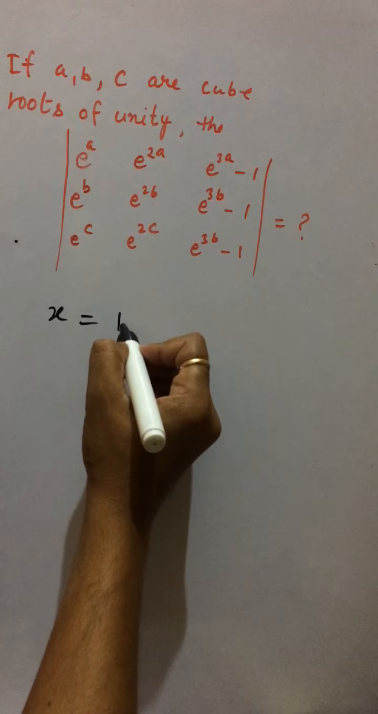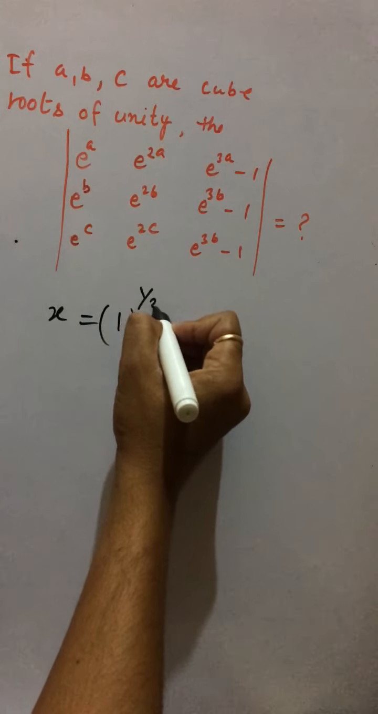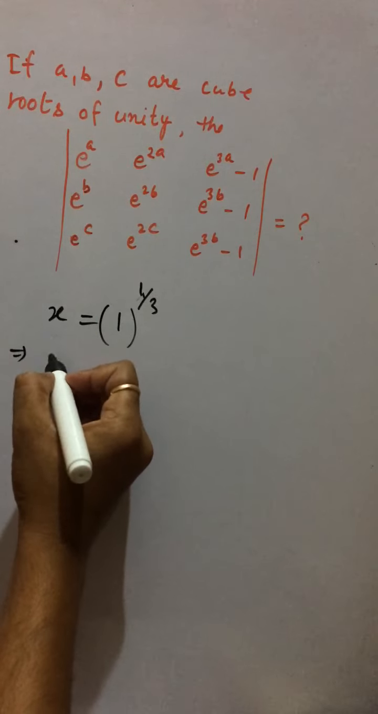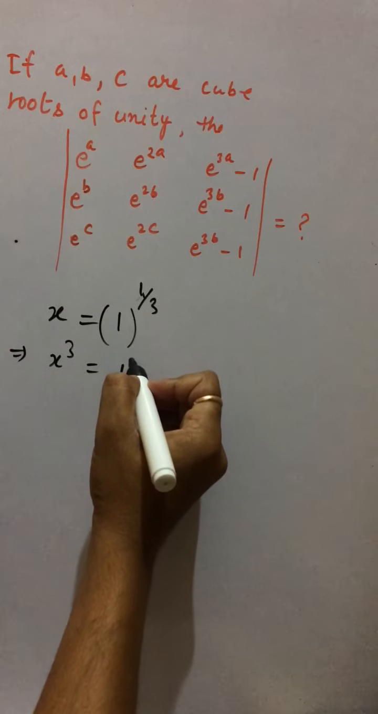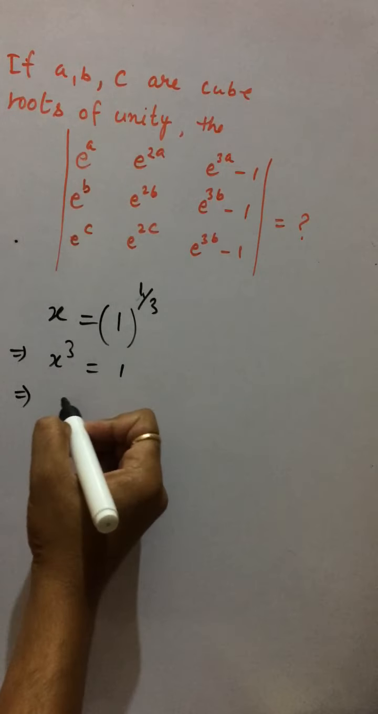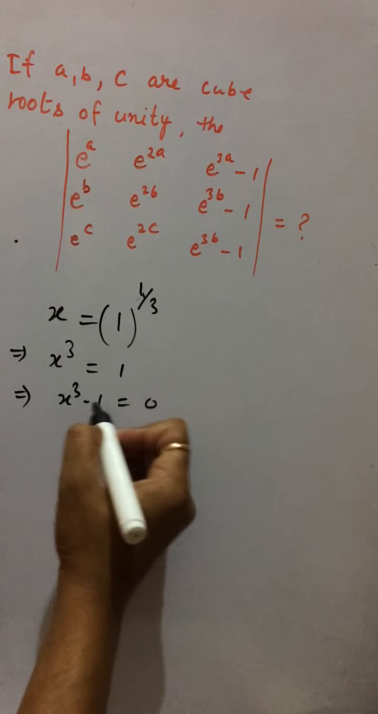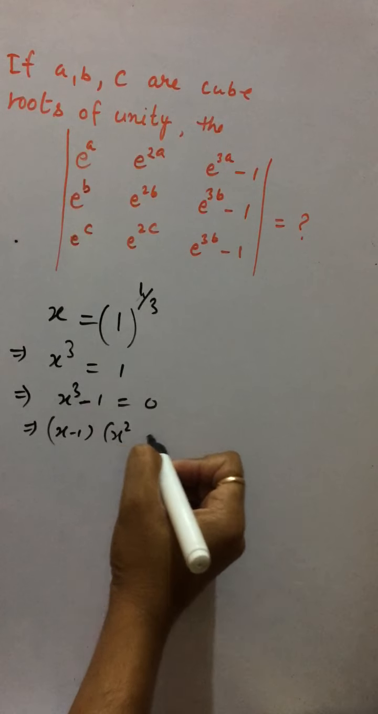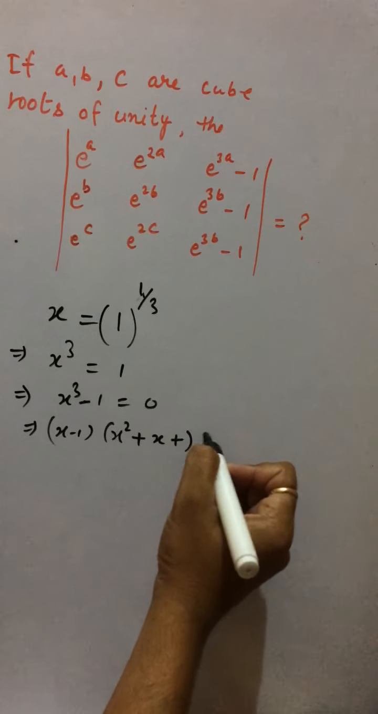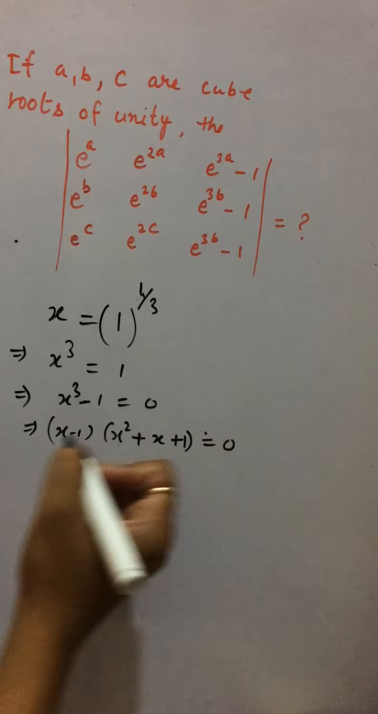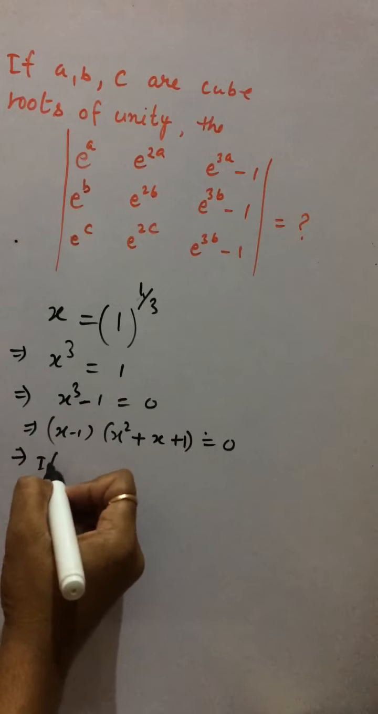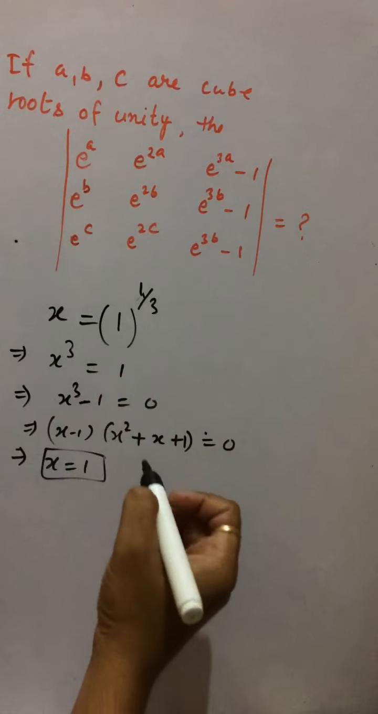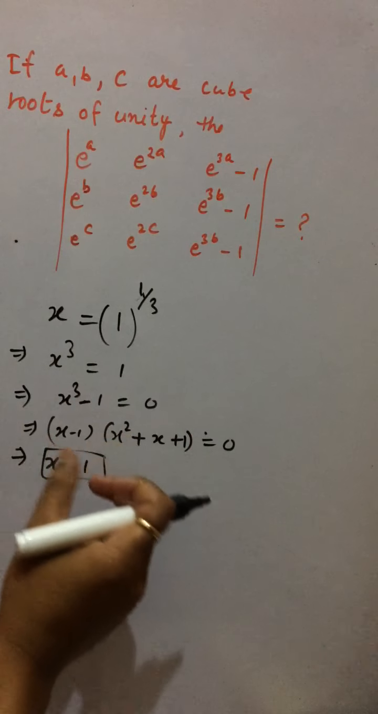Suppose x is equal to the cube root of unity, and unity is 1, you know that. So when you cube both sides, you'll get x cube equal to 1 raised to power 1, and x cube minus 1 equal to 0. When you factorize it, you'll get (x minus 1)(x square plus x plus 1) equal to 0. If x minus 1 equal to 0, then you would get x equal to 1, which is one of the zeros, since x minus 1 is the factor.